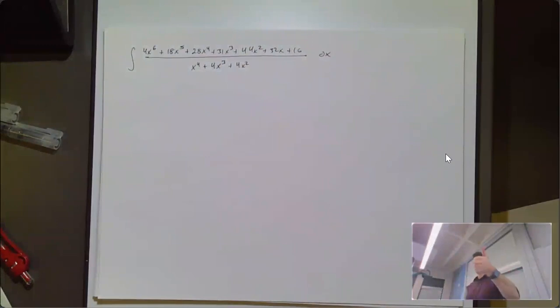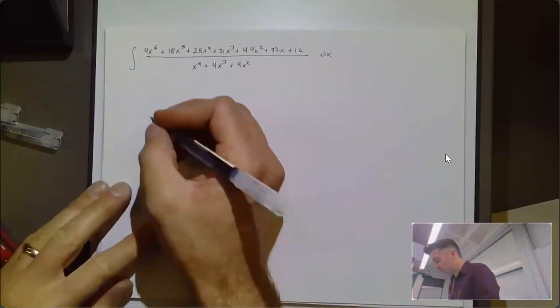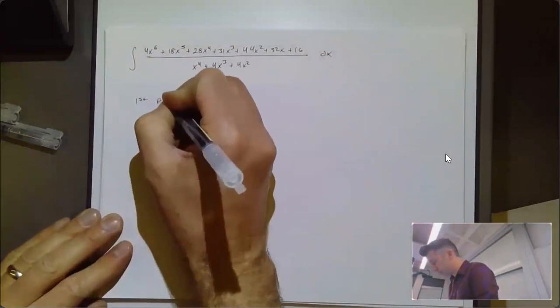Is it a rational function? Yes. Is the denominator factorable? For sure, right? We can definitely factor out an x squared and probably some other stuff. Is the degree on top less than the degree on the bottom? It's not. So before we can think about partial fractions, we first have to do polynomial division. If the degree on top is greater than or equal to the degree on the bottom, we have to do polynomial division.